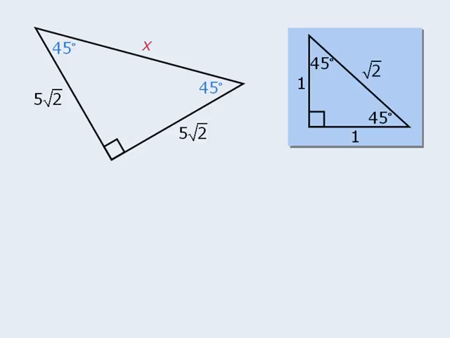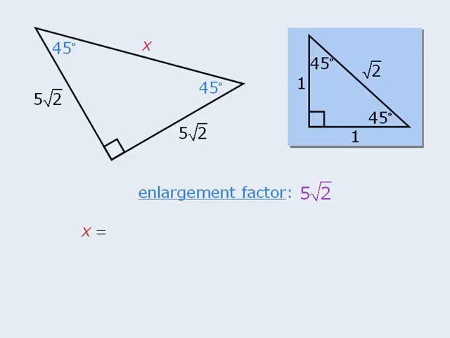At this point, we want to determine the enlargement factor of the example triangle. To do this, first notice that on the base triangle, the two equal sides have length 1. Now notice that on our example triangle, the two equal sides have length 5 root 2. So the enlargement factor here is 5 root 2.